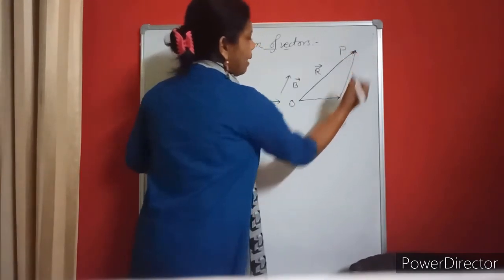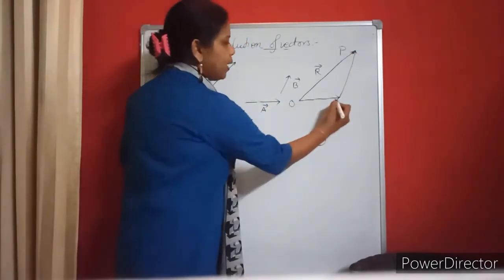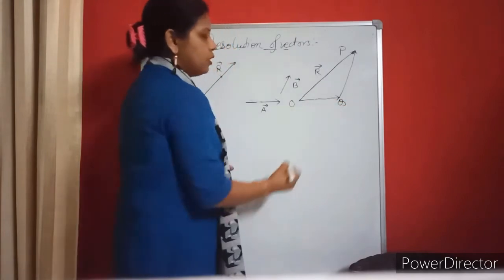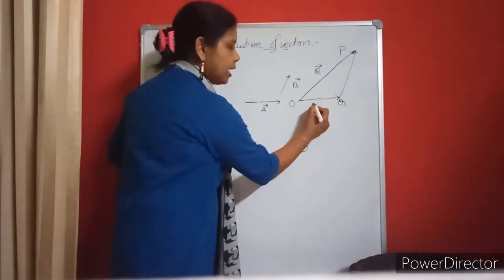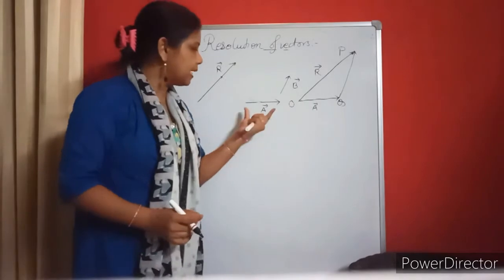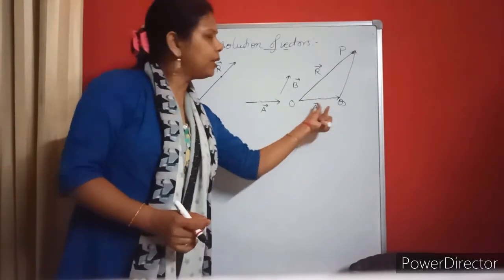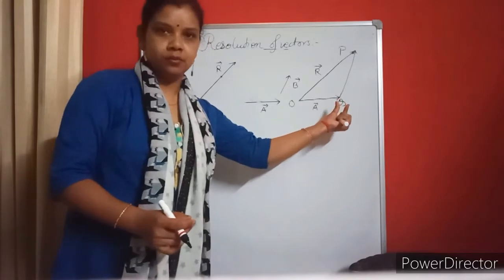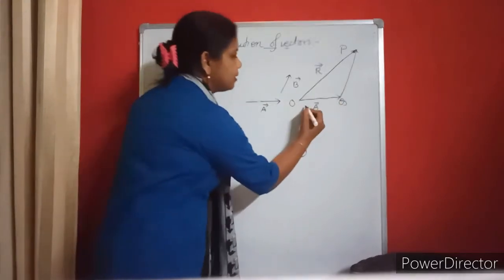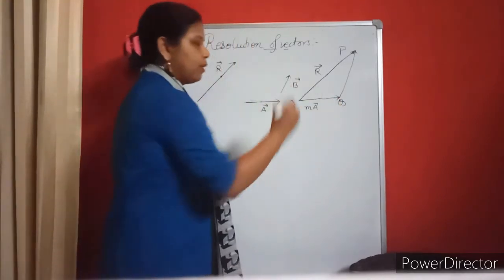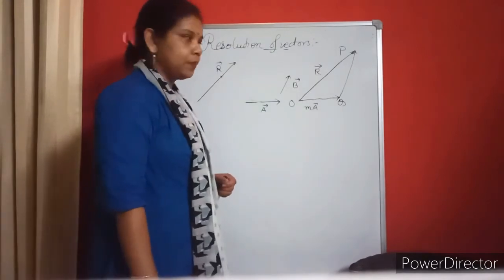So what happened? I am getting this. This is my O, this is my Q I am writing. So this is A. Now the question is, is the length exactly the same? No. It is a little bit greater than that, or not? Greater than that. So I will write this as multiplied by a scalar quantity M into A.